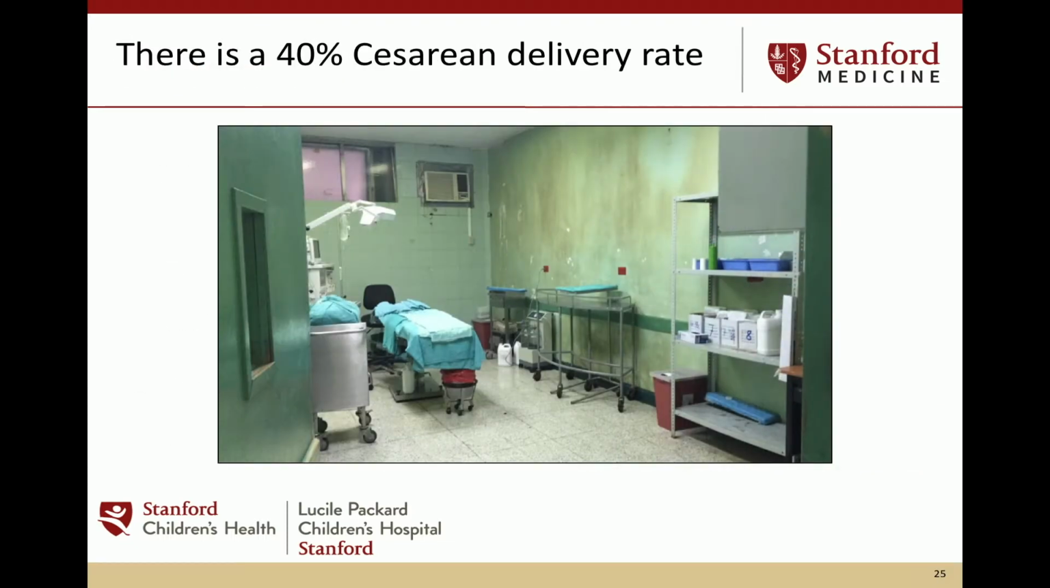Here's the OR, and this is where they do the C-sections, and they have about a 40% C-section rate. One of the things that is interesting to see is that they don't have the same amount of infection that we maybe can see when people labor longer. So they have fewer infections, but definitely a higher rate of C-section.